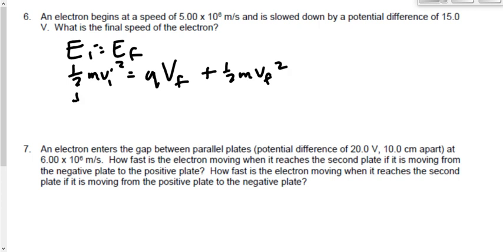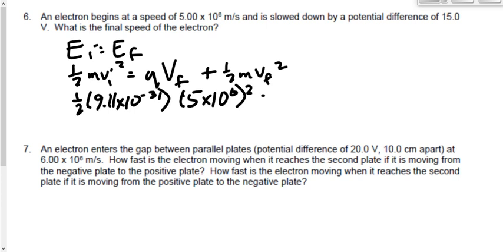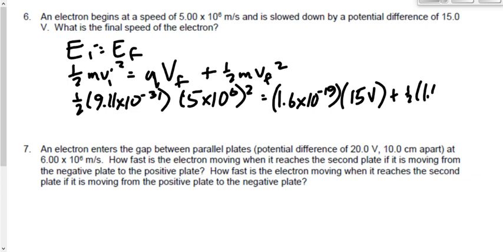All right, so it's an electron. It's 9.11. VI is 5 times 10 to the 6. VF, well, the final potential we're saying is 15. Really, that's the potential difference. We're assuming the initial potential is 0. The final potential is 15. Potential difference is 15. It's an electron again, so it's 9.11.